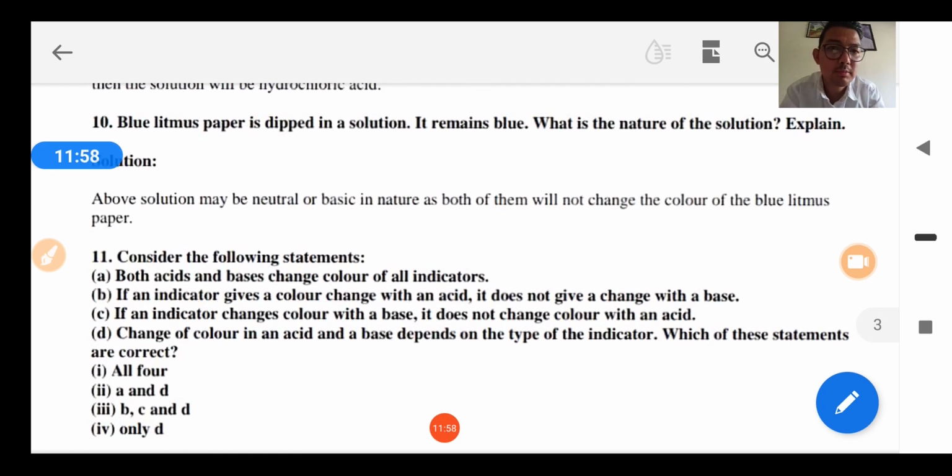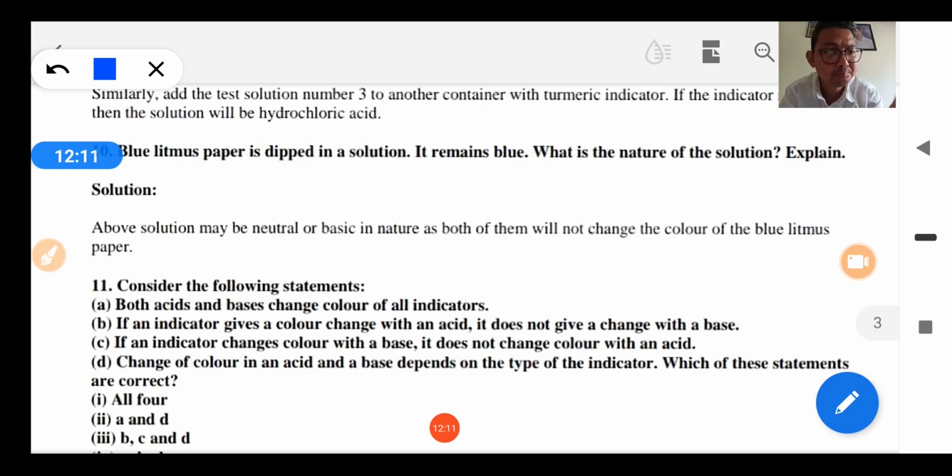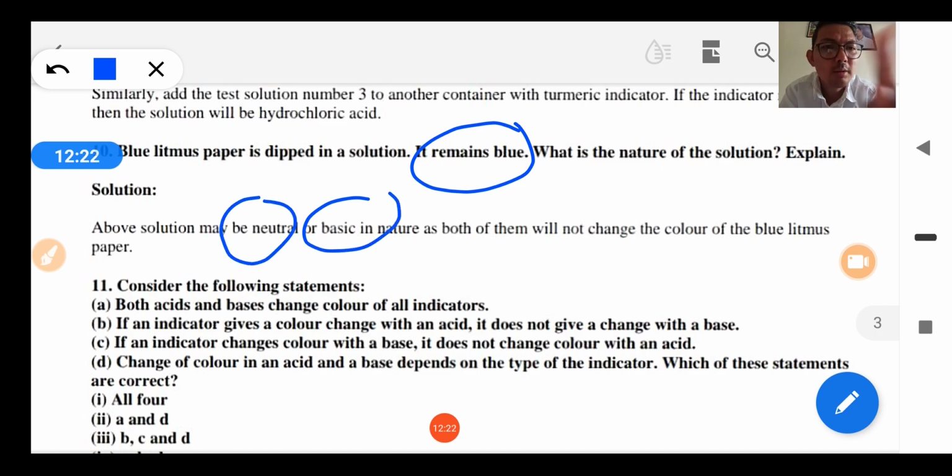Now coming to the question number 10. Blue litmus paper is dipped in a solution, it remains blue. What is the nature of solution? Explain. See, it is very simple that when the blue litmus is dipped in a solution and it remains blue, it means it will not be acidic. Okay, it may be basic, it may be neutral, because blue litmus does not respond to neutral or basic solution.